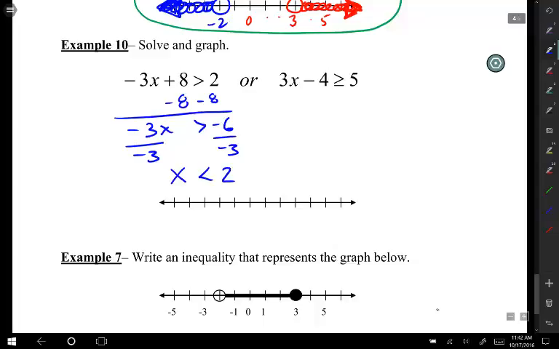Anne or Lulo, go ahead and do the other one. Plus 4 to both sides. So 3x is greater than or equal to 9. Divide by 3. Do I flip the sign? No. Good.